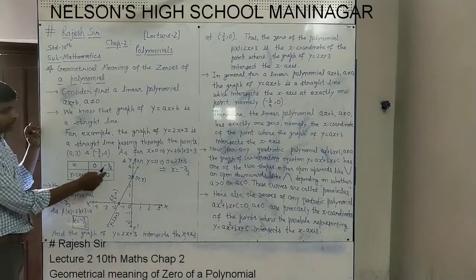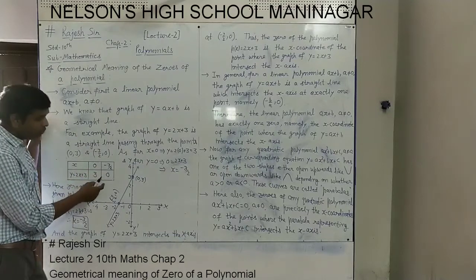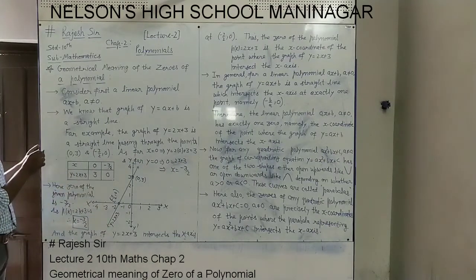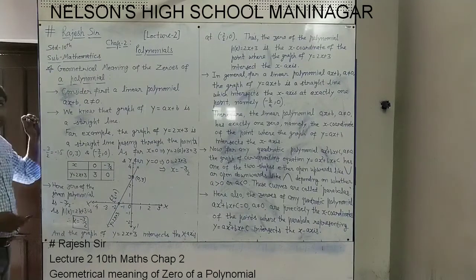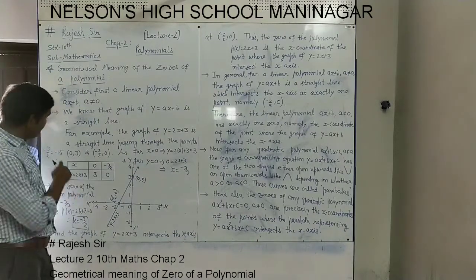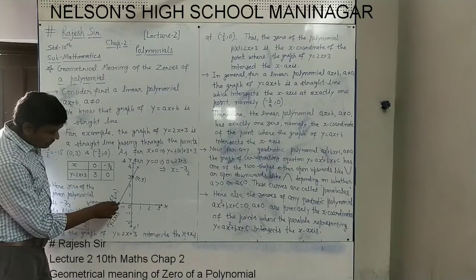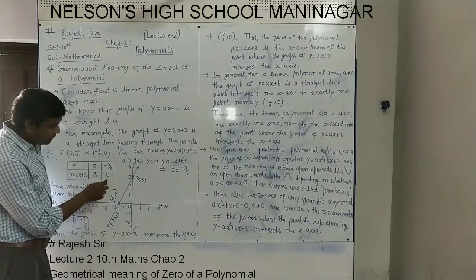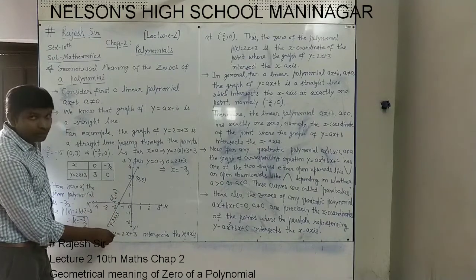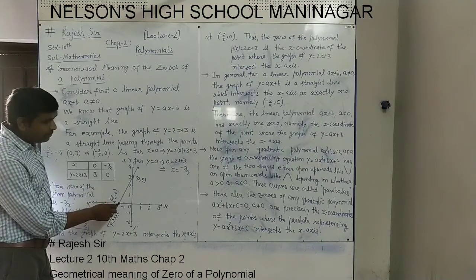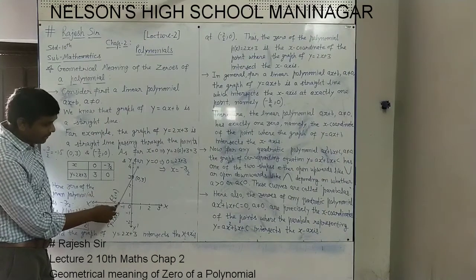Next point, minus 3 by 2 and 0. So minus 3 by 2 on the x-axis: you know minus 3 by 2 in decimal form is minus 1.5. 1.5 means the midpoint of 1 and 2, that is, minus 1 and minus 2. So the midpoint of minus 1 and minus 2 is this. This is the point minus 3 by 2 and 0, which means no height, we do not have to go down. This is the second point, and the first point is 0, 3.